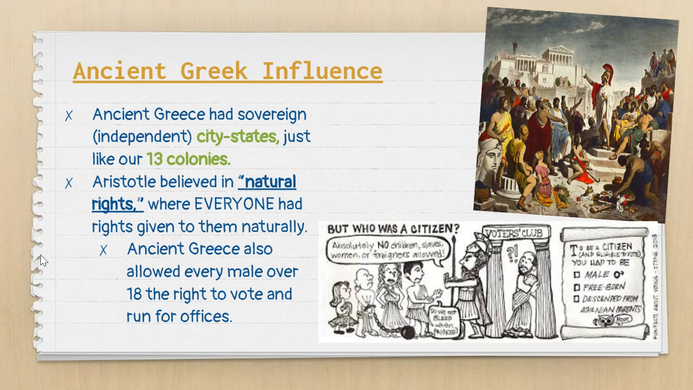And ancient Greece even allowed every male over 18 the right to vote and run for offices. So they had a lot of really progressive things in ancient Greece. Now I know, yes, no children, no slaves, no women, no foreigners were really allowed in these political arenas. But just for an ancient civilization to have a kind of democratic system, and that would come together in times of crises like the Persian invasion, it sounds a lot like what our founding fathers created with the 13 colonies.